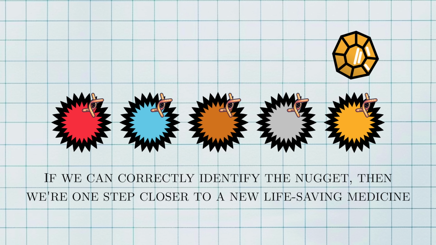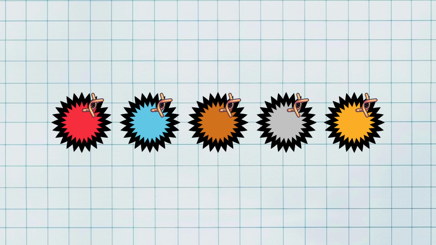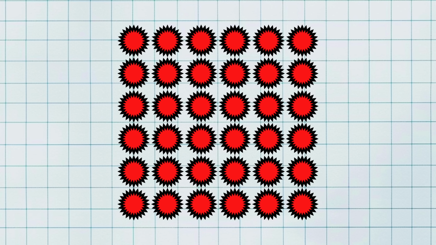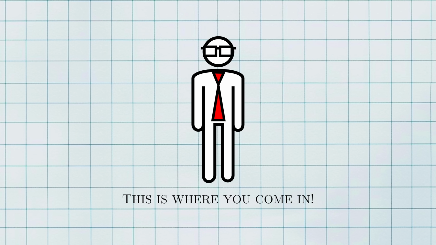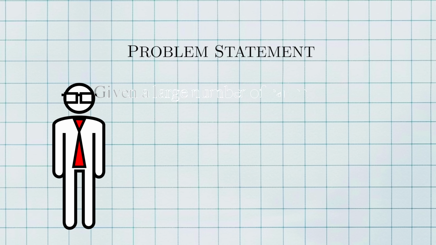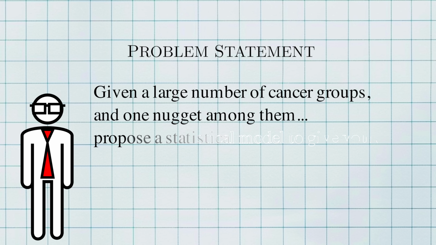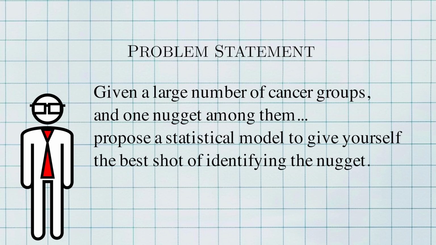If we can identify this nugget, we're one step closer to getting the drug approved for human use and saving lives in the process. Of course, we don't know which cancer group is the nugget, and we have a lot of groups to deal with at the same time. This is where you, the statistician, come in. Given a large number of cancer groups, and one nugget among them, propose a statistical model to give yourself the best shot of identifying the nugget.